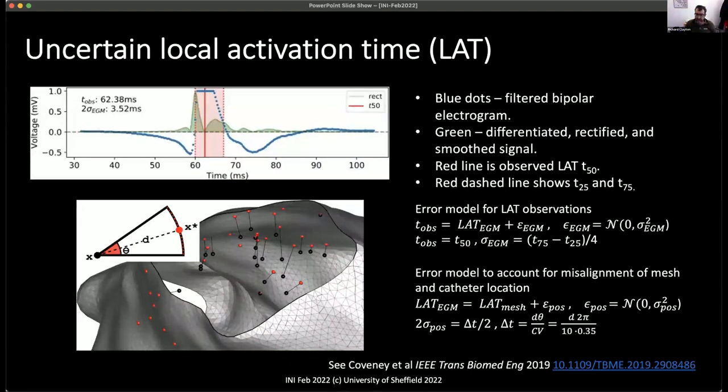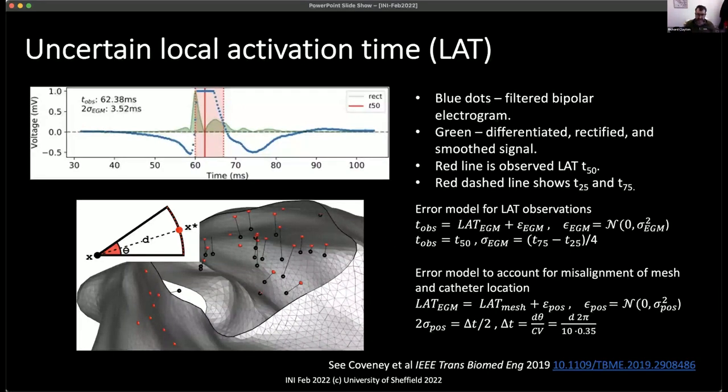So the first thing we have looked at is measurements of local activation time, which is obtained from a catheter. And typically we'll record a signal. There's a blue line or sequence of blue dots on here, which is a typical signal. It's clipped, so we haven't got the top part of the signal here. That's not unusual. And so from that, we need to build up an estimate of the local activation time at that point.